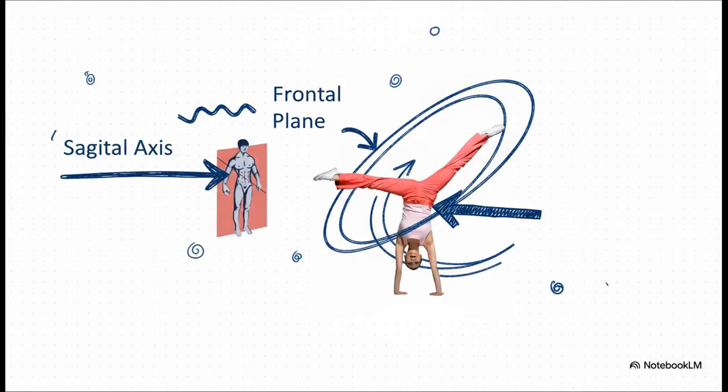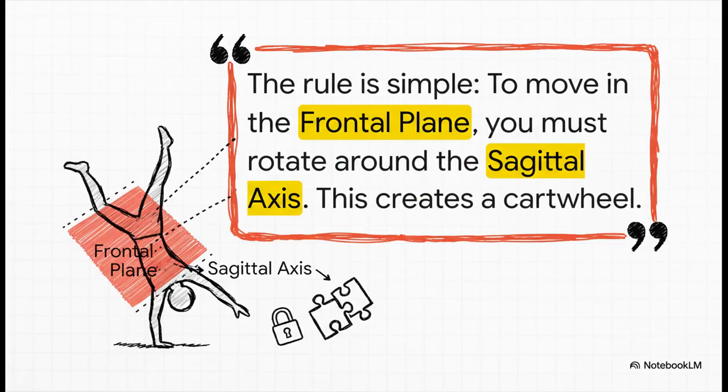So what about our cartwheel? Well, that's a sideways move, so right away we know it has to be in the frontal plane. And the axis it rotates around? That's our sagittal axis, the one that stabs through the body. And there it is, our second rule, clear as day. Sideways movement in the frontal plane requires rotation around the sagittal axis. You starting to see the pattern here? Each plane has its one perfect axis partner.